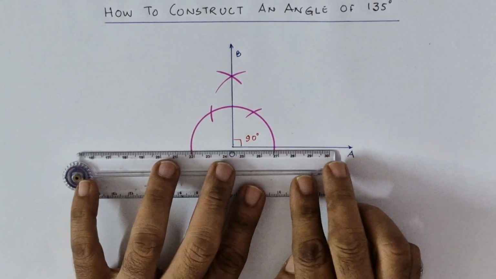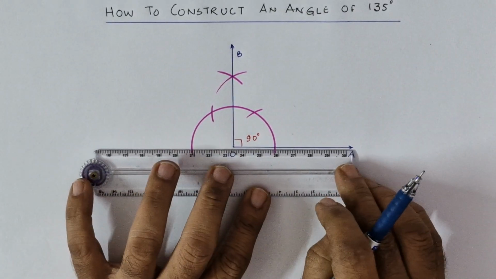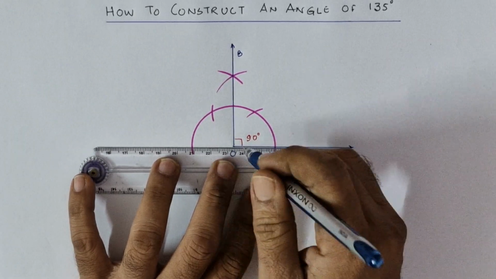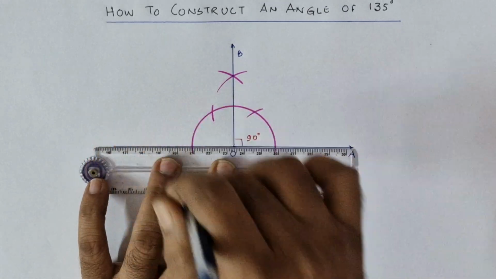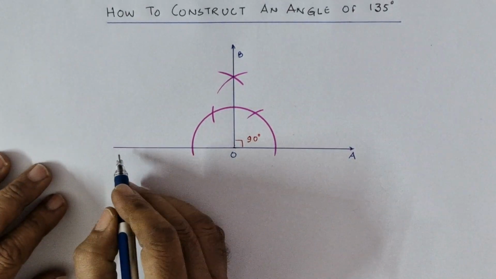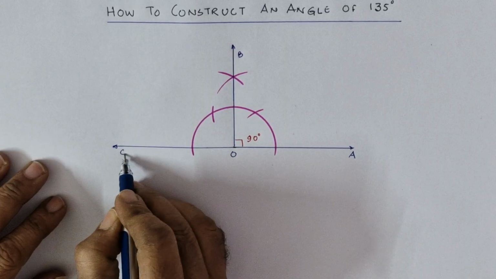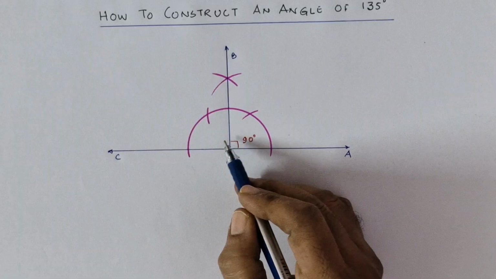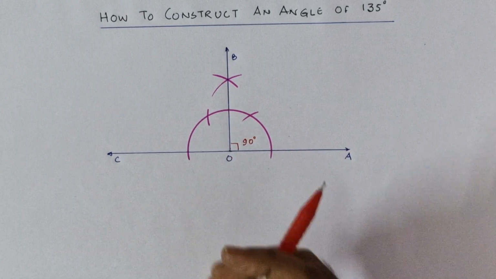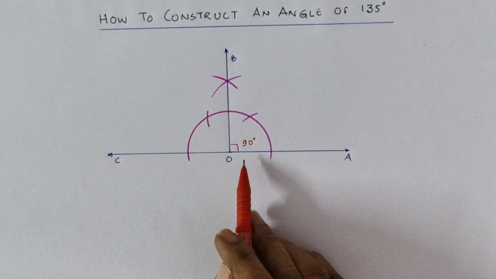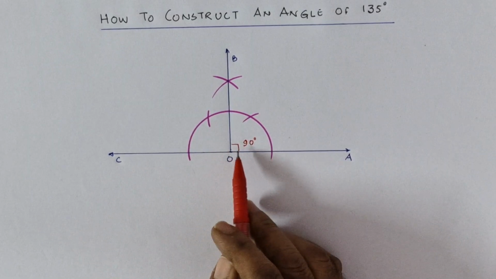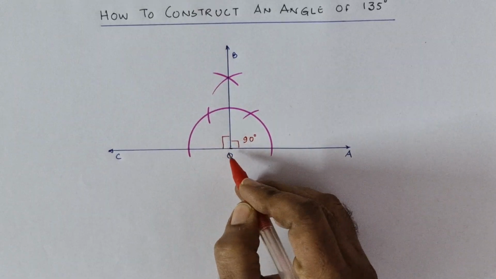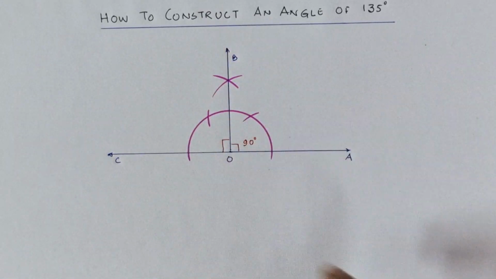Now the second step is to extend the arm. Properly and very carefully extend the arm on the left hand side. We have extended AO, so let's name it as C. Got it? Now see, this is also 90, isn't it? This is also 90 because angle AOC is a straight line, so it has to be 180. So this is 90, hence this is also 90. Now we'll bisect this 90, so we'll have 45.